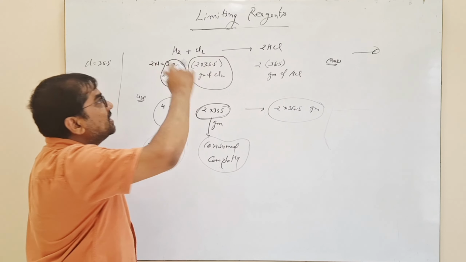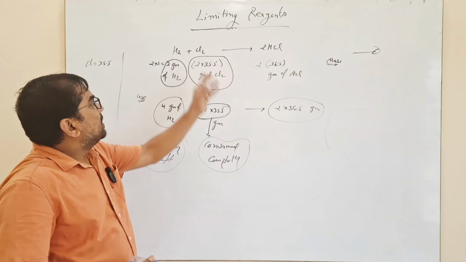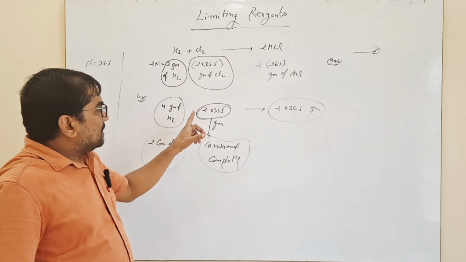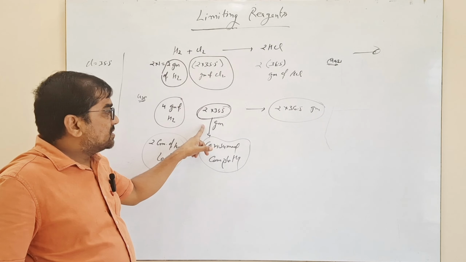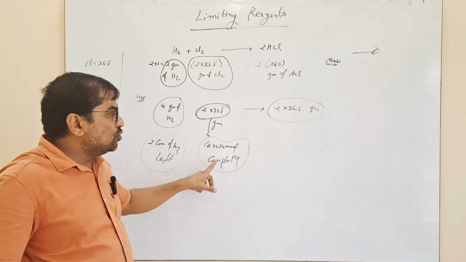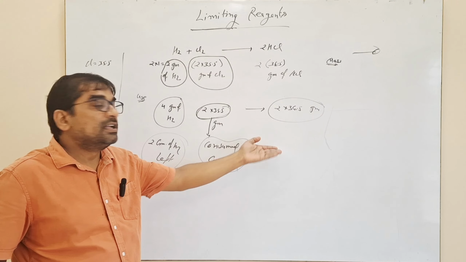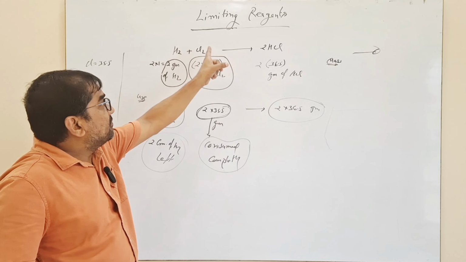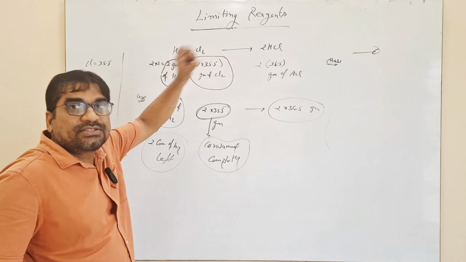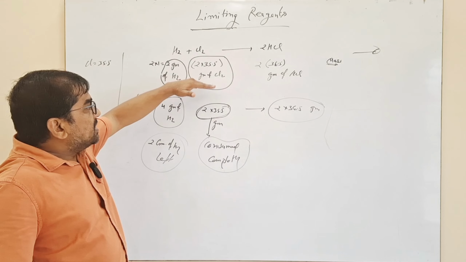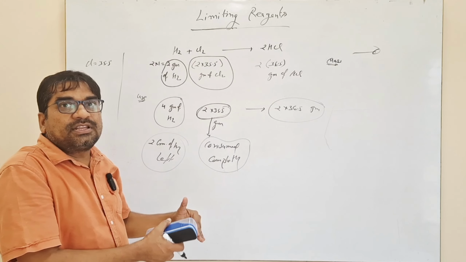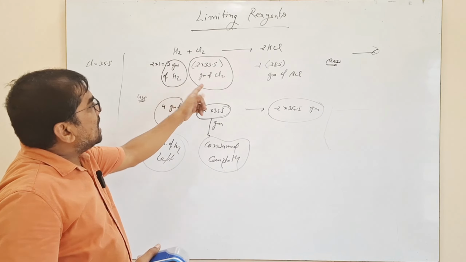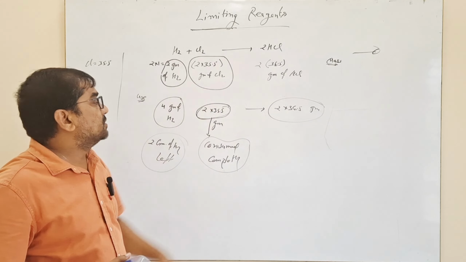So what is the limiting reagent? In a balanced chemical reaction, the reacting species that is consumed completely is called the limiting reagent of that particular reaction. The limiting reagent for the same reaction may change, may vary. It depends on the amount used.